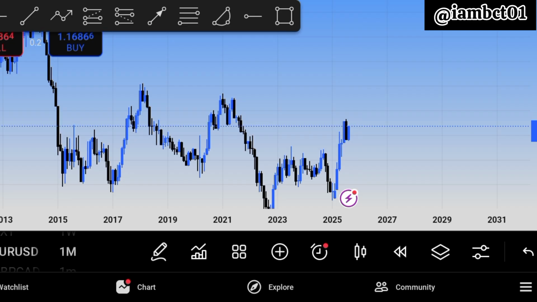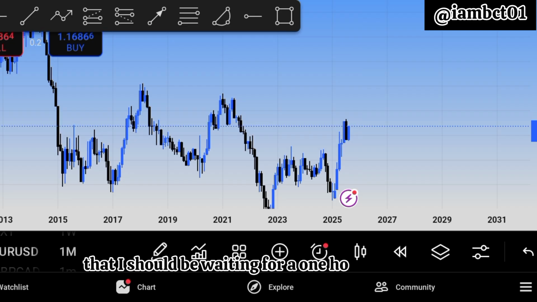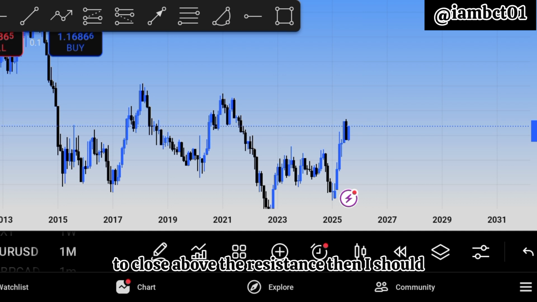I said that I should be waiting for a 1 hour candlestick to close above the resistance, then I should be buying from the retest. So I didn't wait for it.